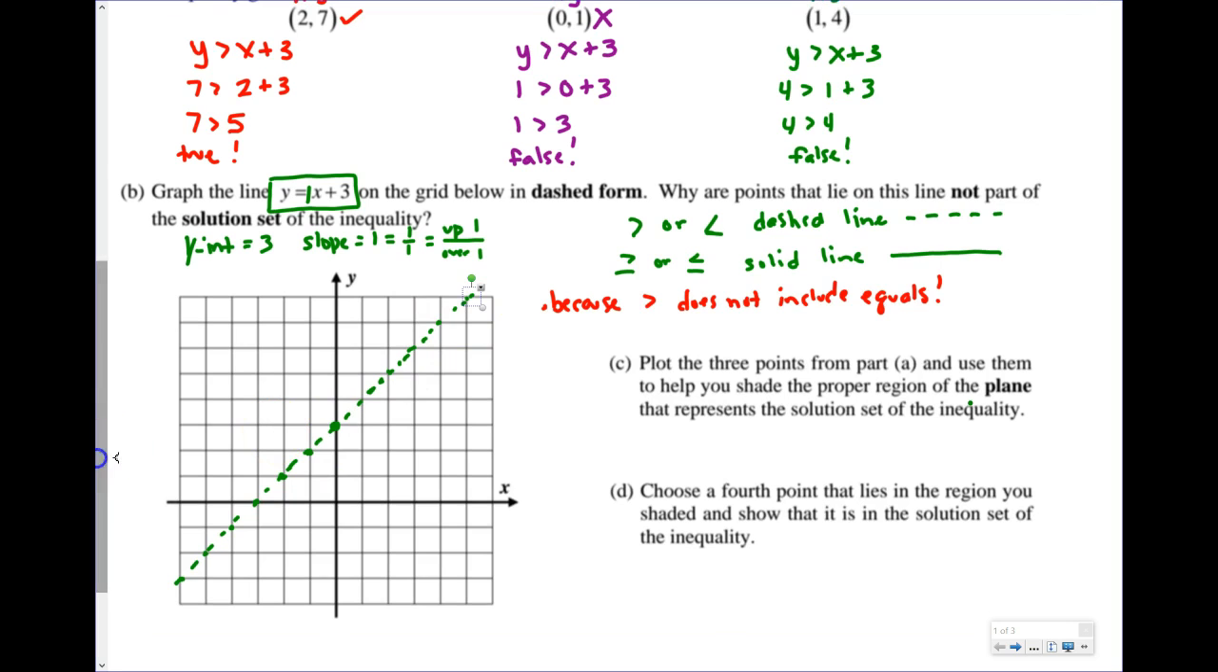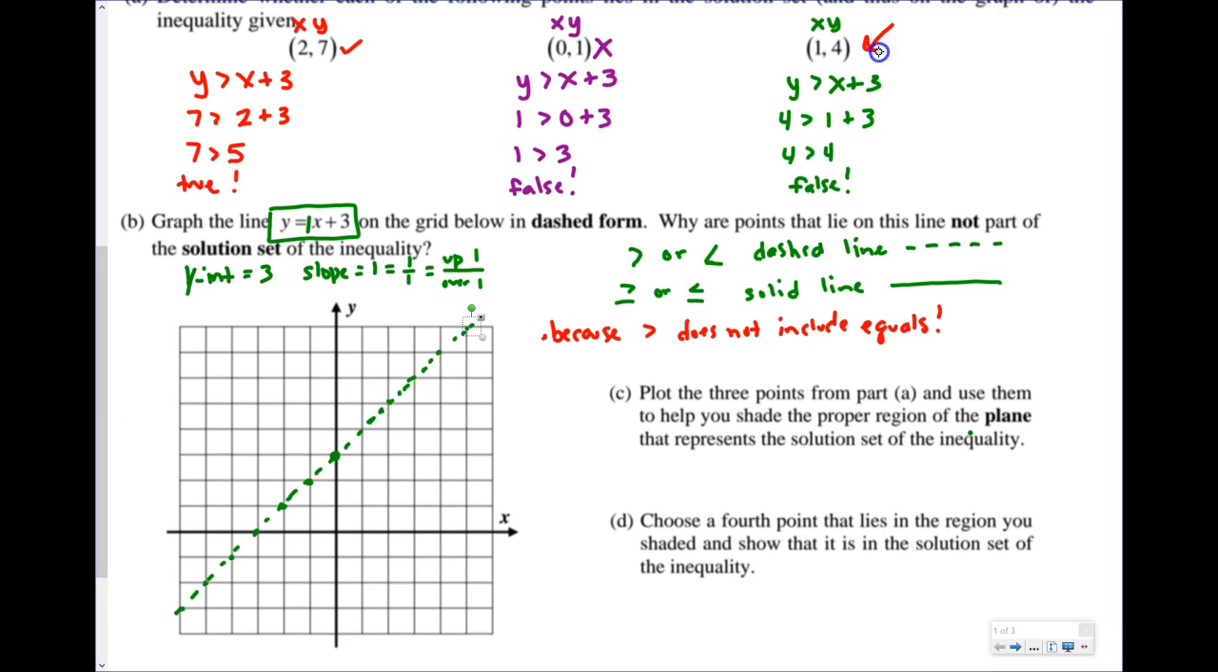Okay, so that's why, if I go to the point right here, look at this point (1, 4). The point (1, 4) is right here, but this is not a solution. That's really important here: any point that lies along the dotted line is not considered a solution.